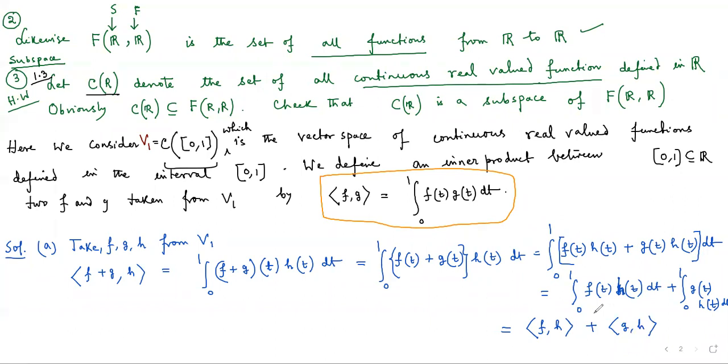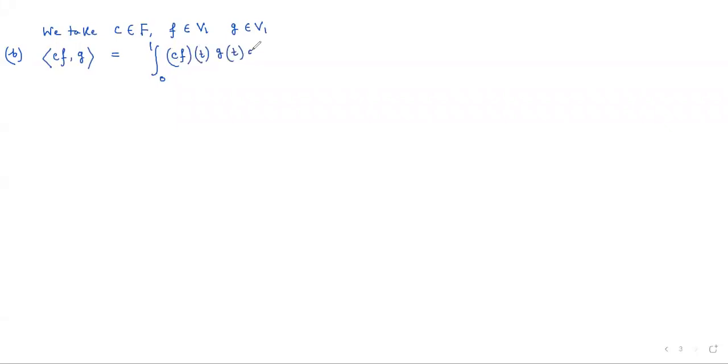Okay, so the linearity property is satisfied by this rule. Next, we take the scalar c belonging to F and the functions f and g belonging to V1. Then we have the inner product of cf and g, which is the integration from 0 to 1 of c f(t) g(t) dt. Again, just look at this expression.